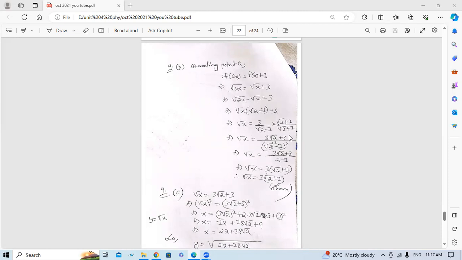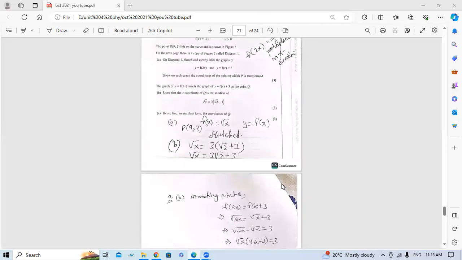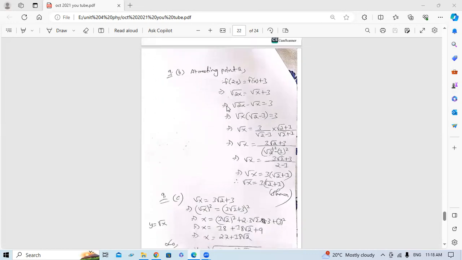(a minus b)(a plus b) we can write as a square minus b square. And the final answer will be root x equals 3 into root 2 plus 1, which has been asked in the question. That is 9b.